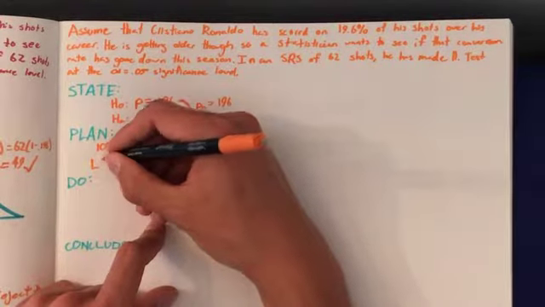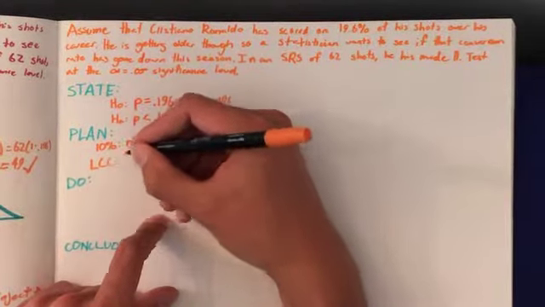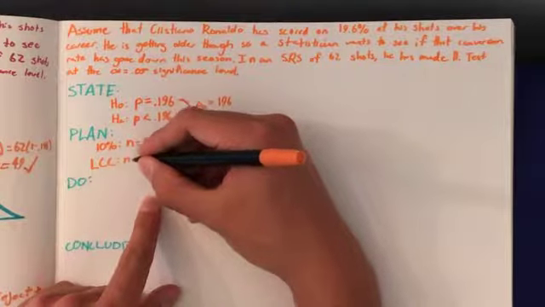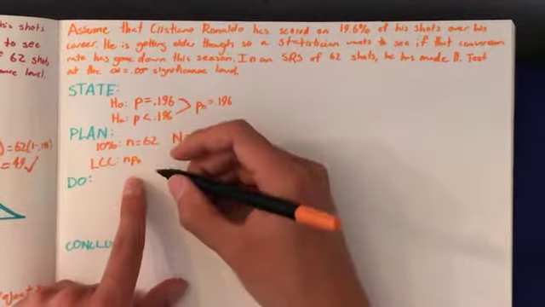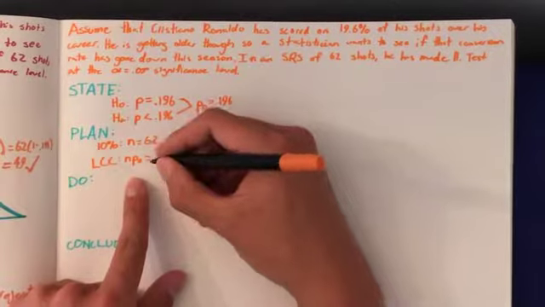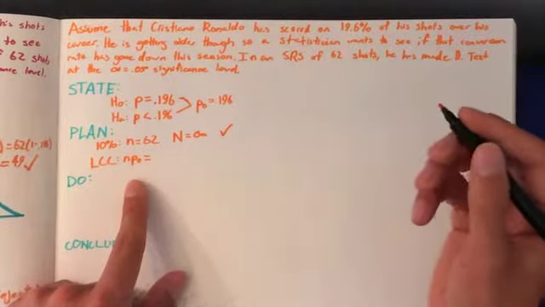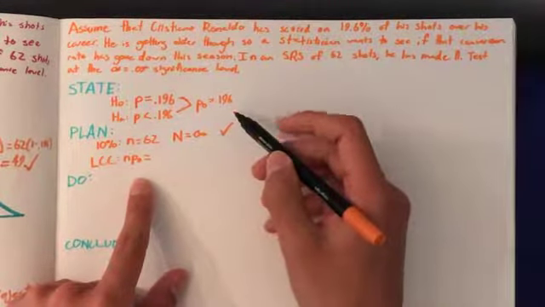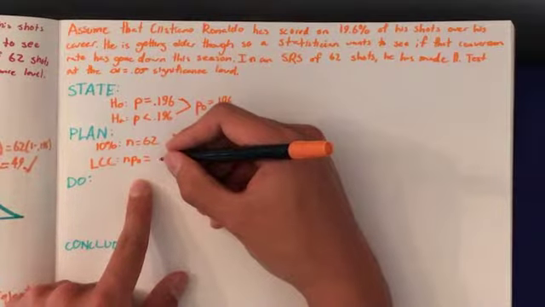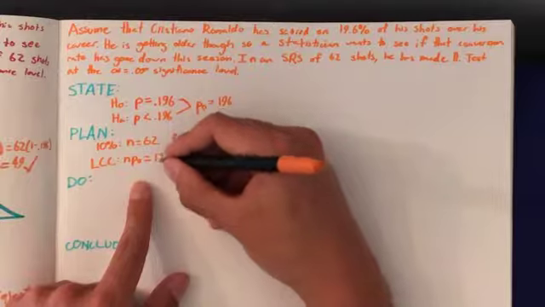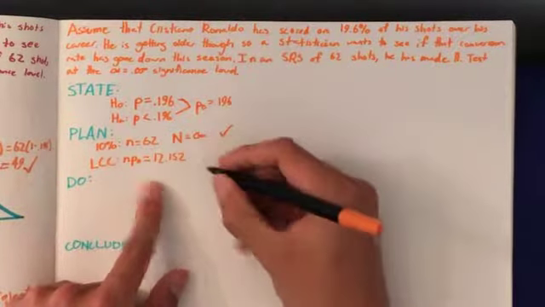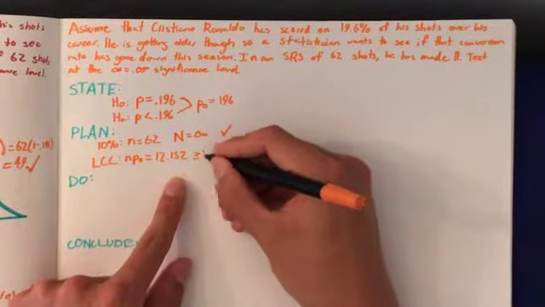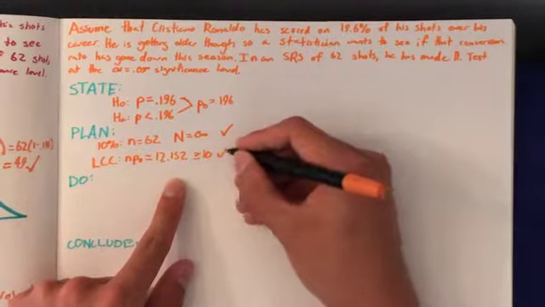Our next condition is the large counts condition, LCC. This says that n times P naught, which is equal to, in this case, 62 times our 0.196, is equal to 12.152, and this has to be greater than or equal to 10. It is, so that's okay.